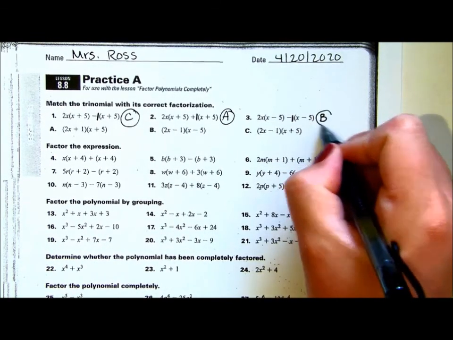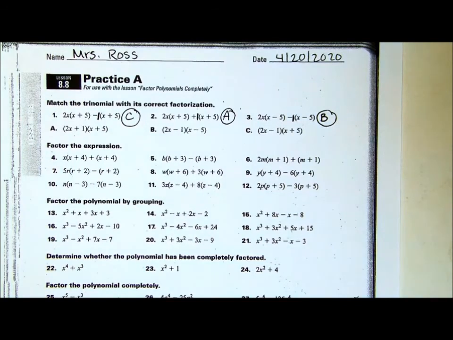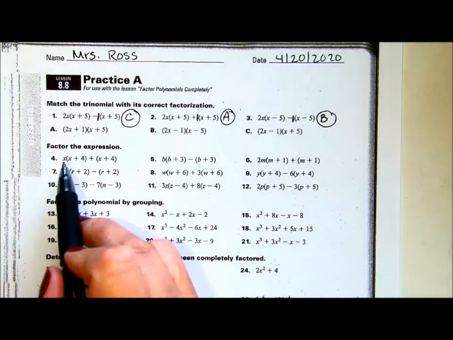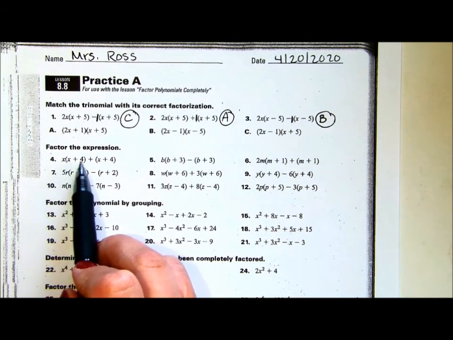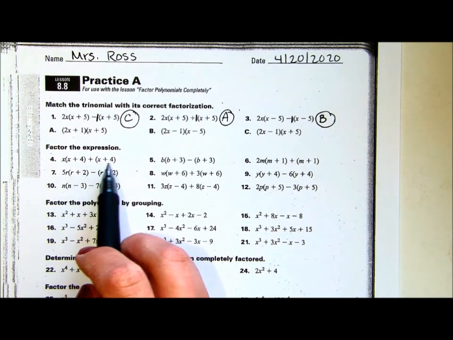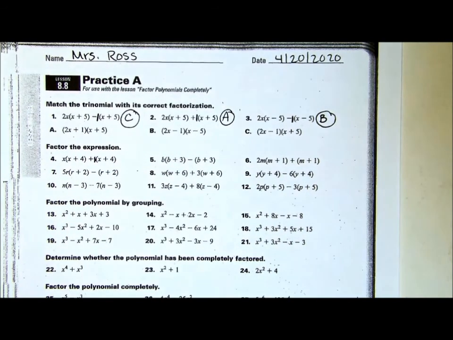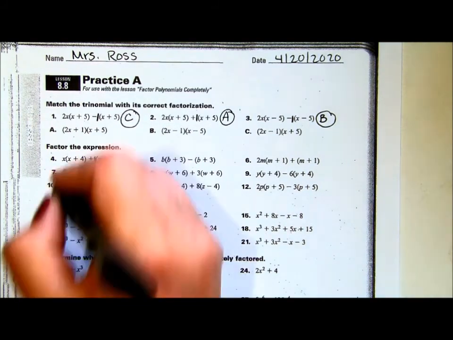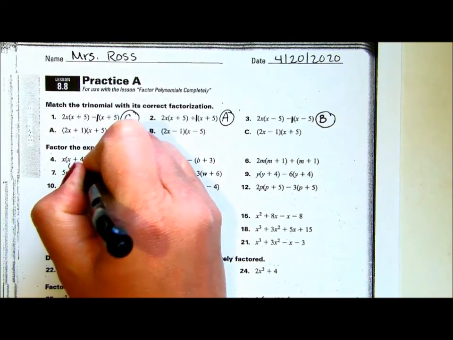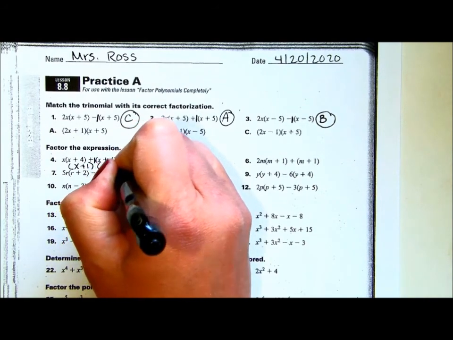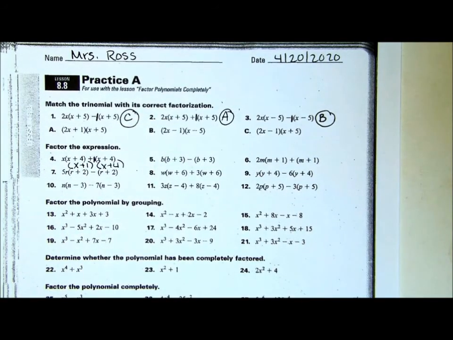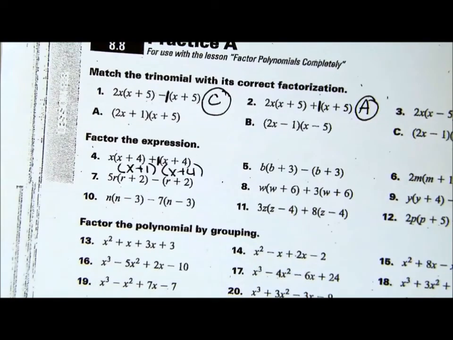Now, for problems 4 through 12, they are asking you to write the expression. We're going to factor it. So just like up above, how it said x parentheses x plus 4 plus x plus 4, remember that in front of that second x plus 4 where there's no number, there's always that 1. So because there's that 1, we're going to write x plus 1 and x plus 4 as our final answer. I'll zoom in so you all can see. Okay, so we get x plus 1 and x plus 4 as our answer.